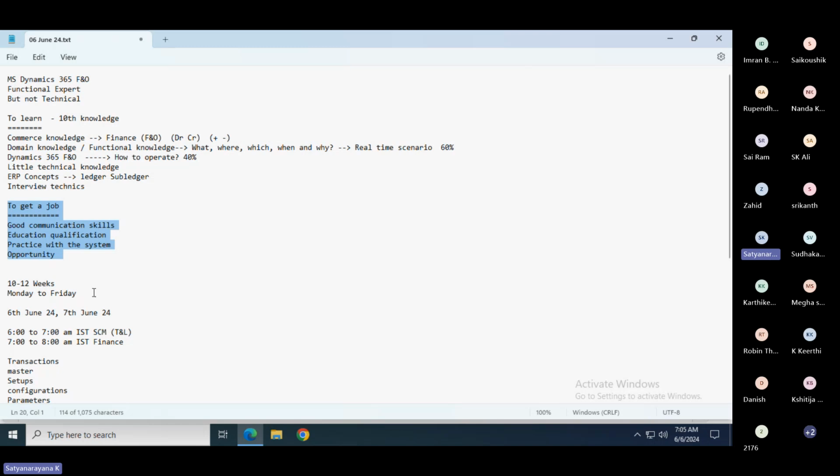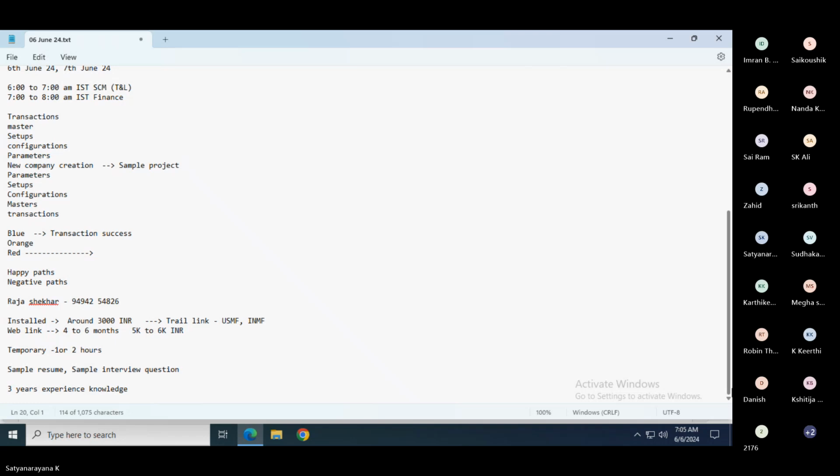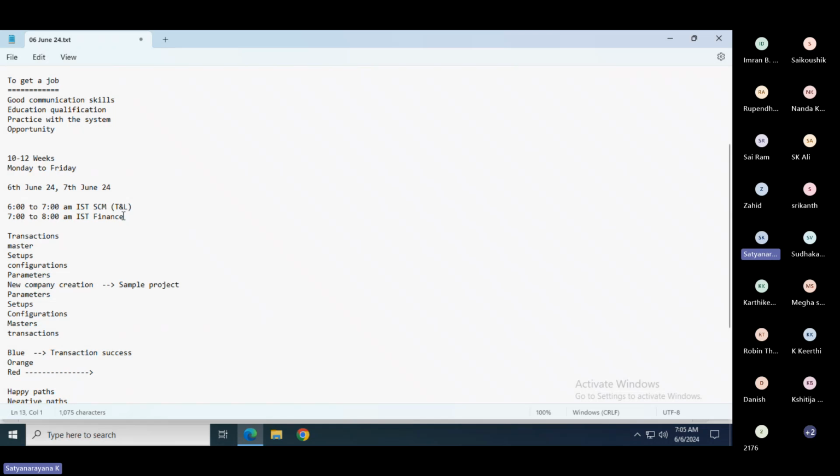With this training, you are going to gain 3 years of experience knowledge. The training will be 7 to 8 a.m. IST, a finance session. Today and tomorrow, it is 3 sessions. The sessions will be Monday to Friday. It is 10 to 12 weeks, which means around 50 to 60 hours.